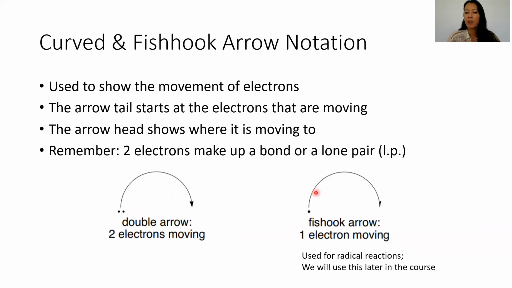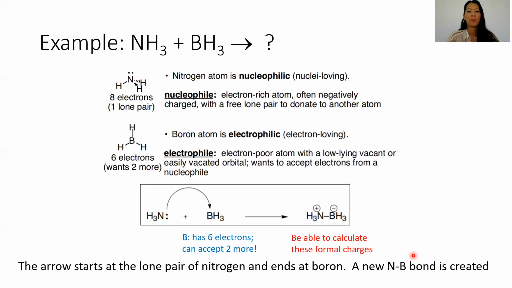A fishhook arrow, this is a little different. So this is a double-headed arrow. This one only has 1 fishhook arrow end, and that represents moving 1 single electron. You will use this because it's used for radical reactions, and we'll talk about that more later.